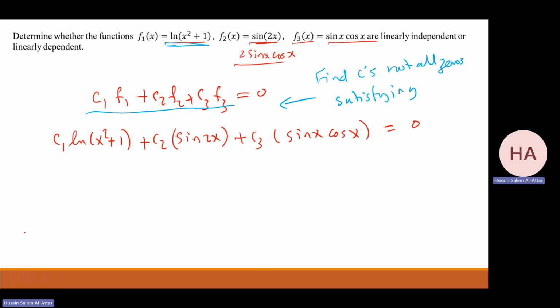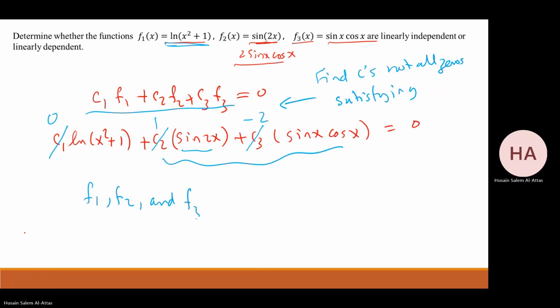So for sure, since this is 2 sine cosine, if I choose this to be 1 and I choose this to be minus 2, this will be 0. But will that make a problem? No. Make C1 0. So I satisfy the condition: find C's, not all zeros. So it means F1, F2, and F3 are linearly dependent, because I can find C's satisfying this linear combination.